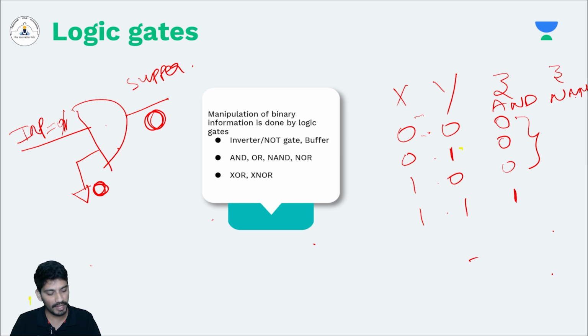What is the output of NAND gate? It is just inverted output of AND gate. If both are zeros, then output is 1. If 0 and 1, output is again 1. If 1 and 0, output is 1. If 1 and 1, output is 0.